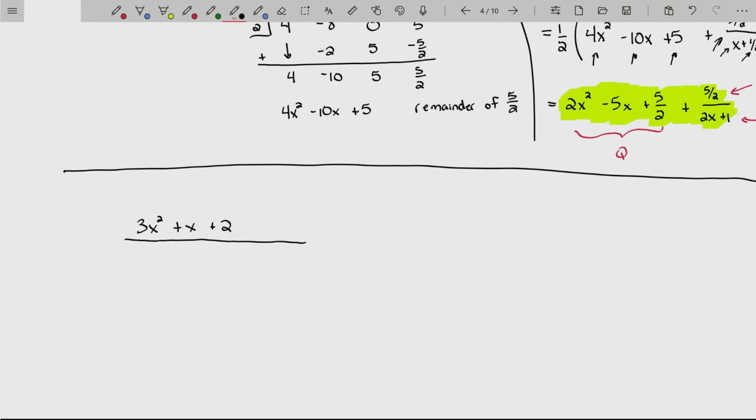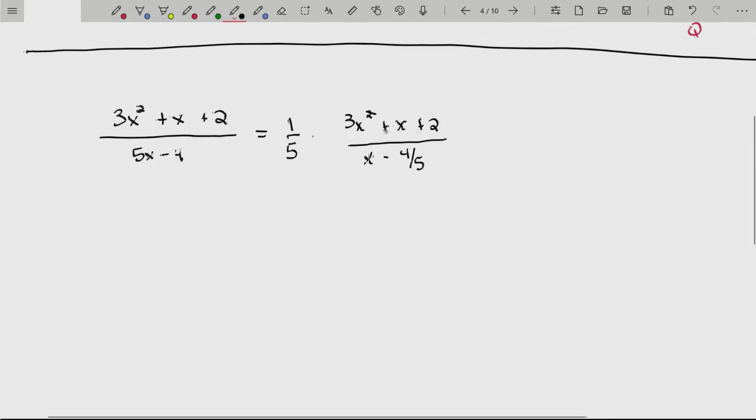This one you can actually do using long division very quickly, but let's just pretend as though you don't want to. Let's say it's 5x minus 4. Let's just say it's like that. Yeah, okay, so this is going to be pretty bad, but that's okay. I'm all right with that. So when you do this, and that fraction bar is too long, it's bothering me. I'm going to start by saying that's 1/5 of 3x squared plus x plus 2, all divided by x minus 4/5. And now I'll do synthetic division with 4/5.